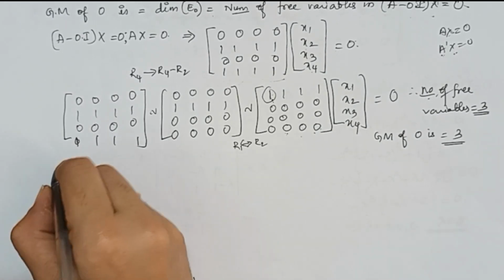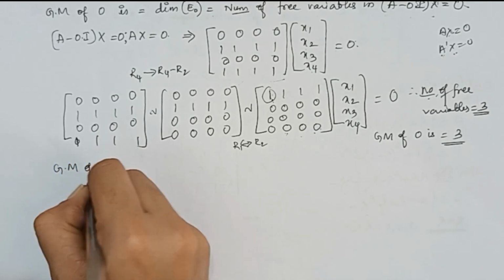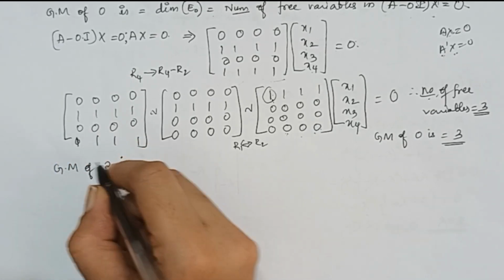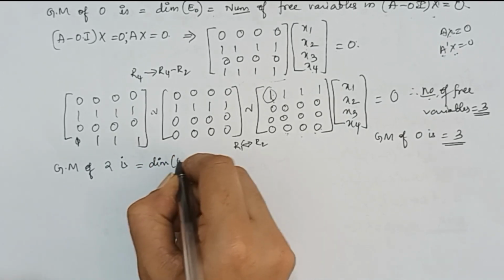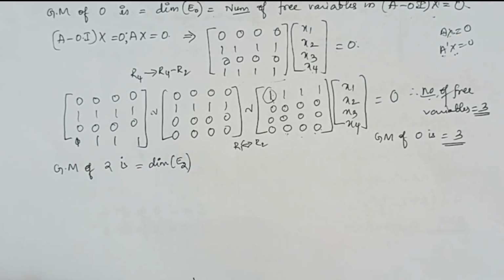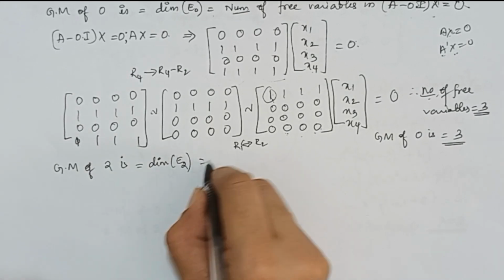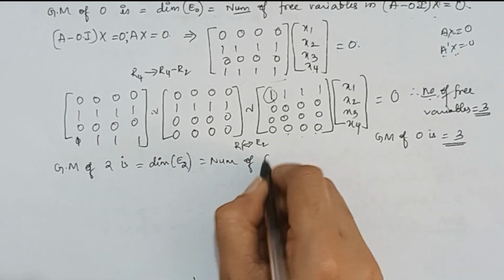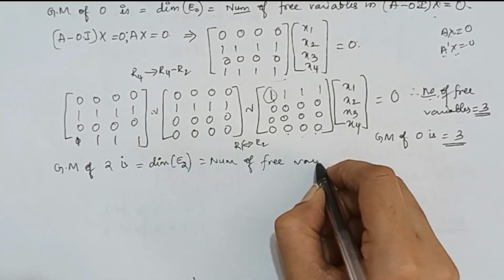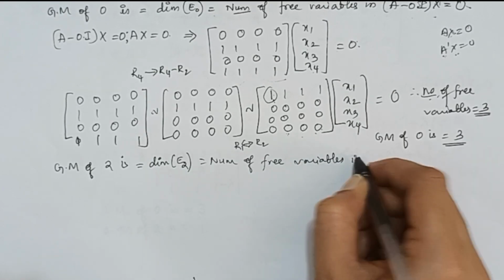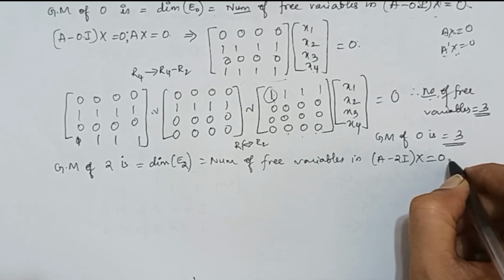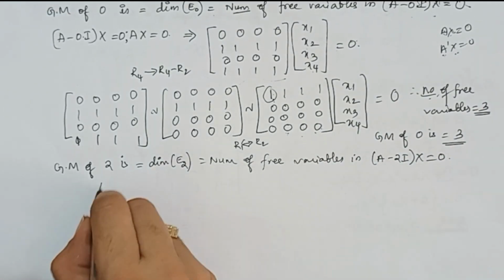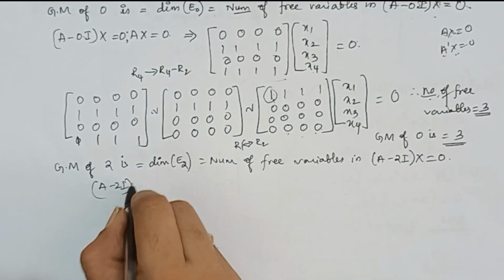Next, similarly, we have to find the geometric multiplicity of the other eigenvalue, which is 2. It is equal to the dimension of E2, the eigenspace associated with the eigenvalue 2, which is the number of free variables in (A minus 2I) x equal to 0. Therefore, (A minus 2I) x equal to 0.